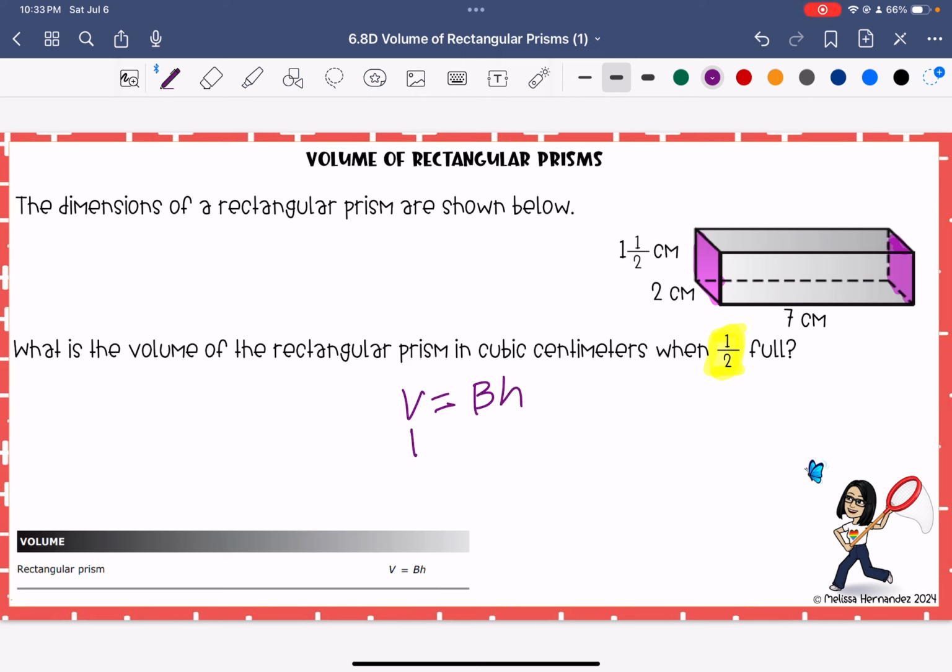Okay, so I'm going to solve for the area of my base, which is 1.5 times 2. Well, if you have 1.5 and you double that, you're actually going to end up with 3 centimeters squared, because area is two-dimensional, so we use the squared.